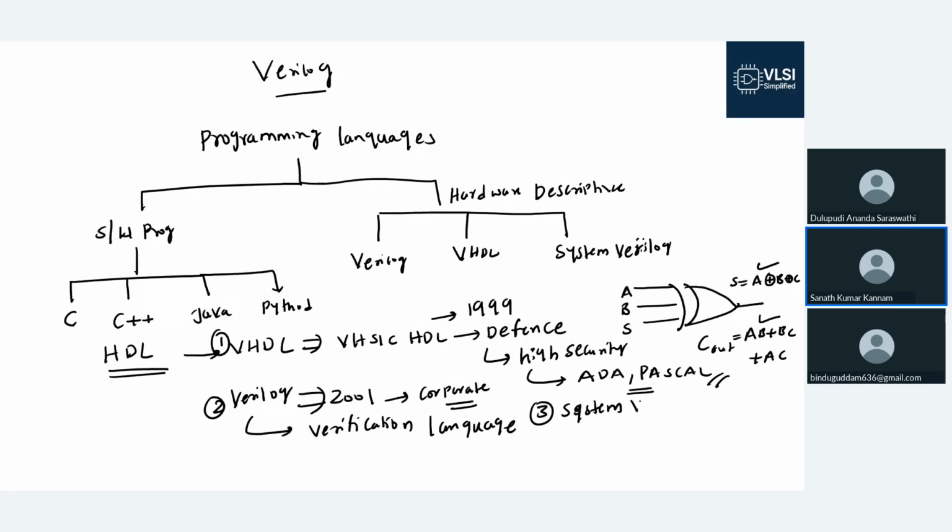SystemVerilog means, in Verilog we can write test benches and do verification, but we can't verify the circuit that much. So we go for SystemVerilog for verification purposes. It can also be used for designing, but 30% for designing and mostly 70% for verification. That is SystemVerilog. So this is the introduction to programming languages.